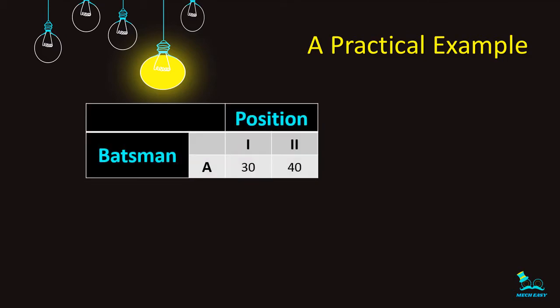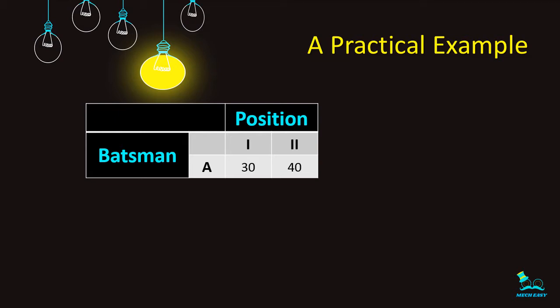Let us understand assignment theory by a practical example. Suppose you are a captain of a cricket team and you have data about a batsman A. If he bats on first position, he makes 30 runs on average, and if he bats on second position, he makes 40 runs.